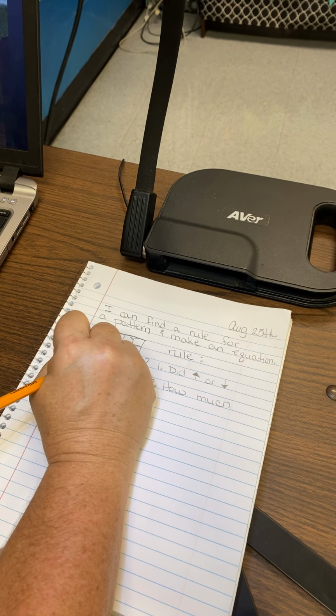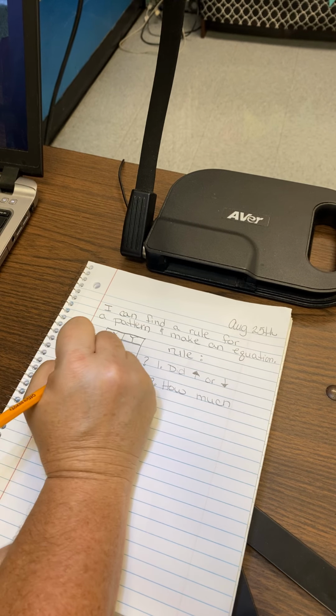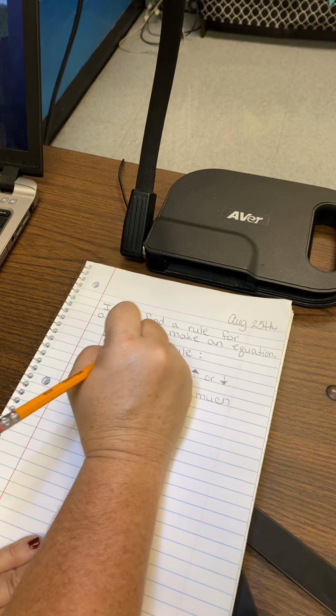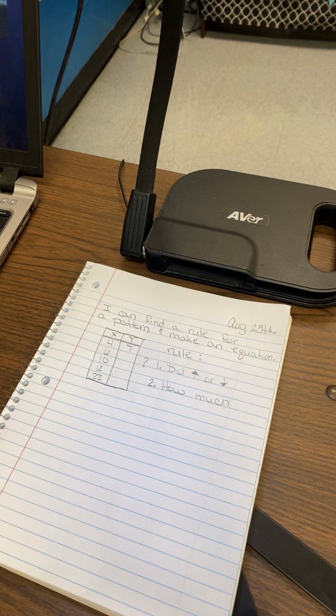All right. So inside my box, I'm going to go 4, 6, 10, 12, 22, and I'm going to give you the first Y at 7. And I'm going to give you just a second to go ahead and get that drawn, and then we're going to get started. All right. So here we go.